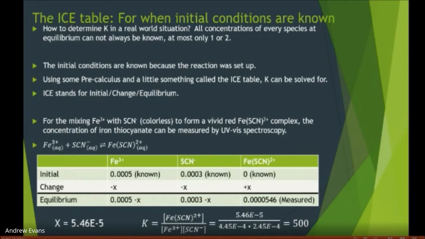Because we know we are mixing these in situ, or mixing them as we do the reaction, the amount of iron thiocyanate currently in solution at time 0 is 0. Before we mix them, the concentration of iron thiocyanate is 0. Once we mix them at equilibrium, the concentration is the one you can see. So this is how we're setting up our ICE table.